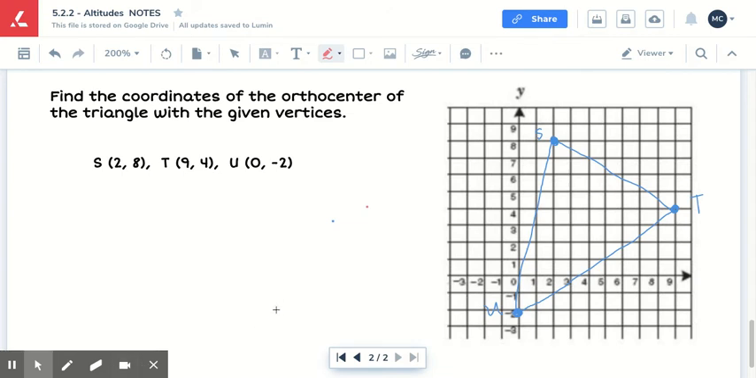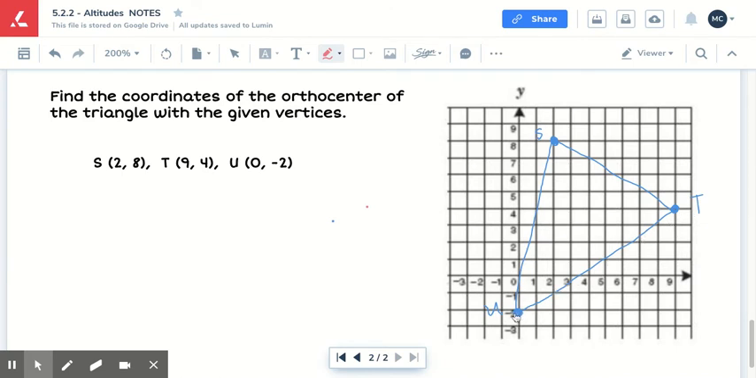Okay, hopefully your triangle came out looking somewhat like mine. If it didn't, go ahead and pause the video again, erase, and give it a retry. All right, so now I'm going to go through finding the altitudes of this triangle. The first altitude I'm going to find is from point S to UT.